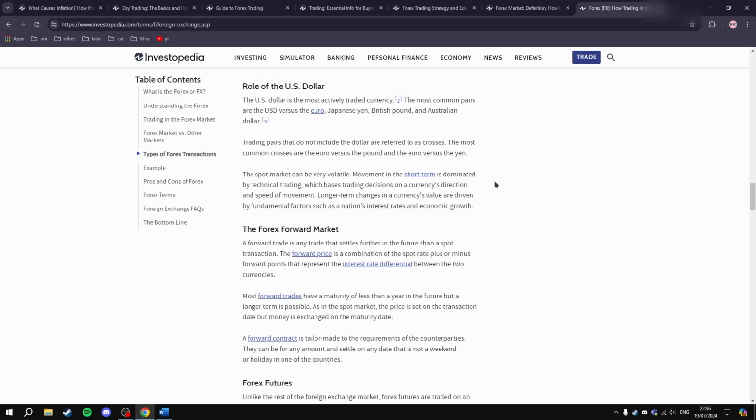Role of the USD. The USD is the most actively traded currency. The most common pairs are the USD versus the Euro, JPY, British Pound and the Australian Dollar. Trading pairs that do not include the dollar are referred to as the crosses. The most common crosses are the Euro versus the Pound and the Euro versus the Yen.